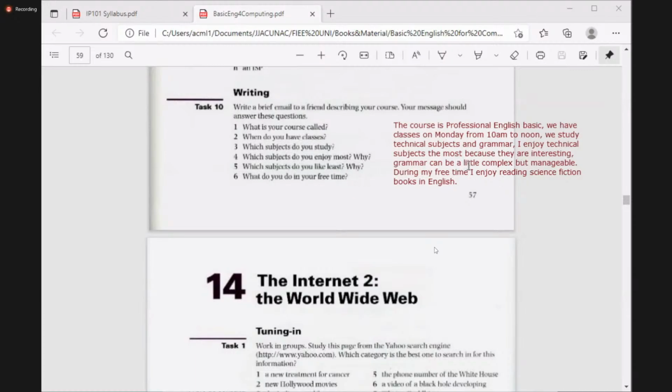Grammar can be well, I said it can be a little complex, a little complicated to study, but manageable. And during my free time, I enjoy reading science fiction books in English. This is what you're going to do as a task on UniVirtual. Okay, on UniVirtual it is going to be this.